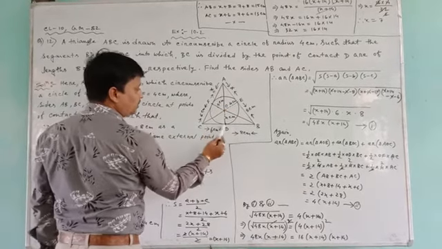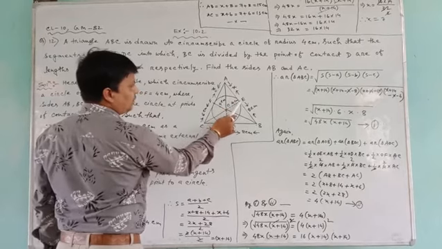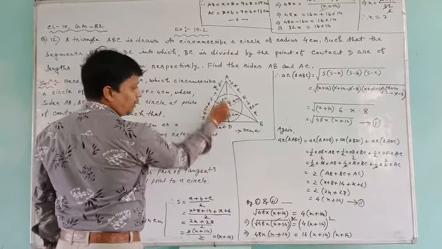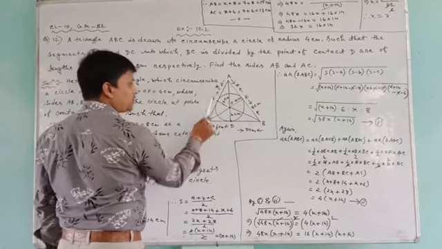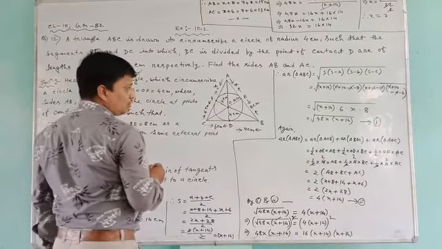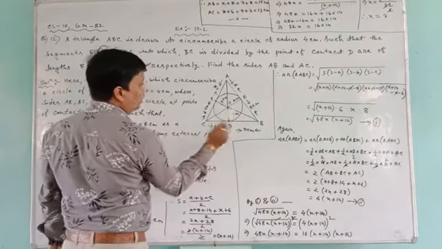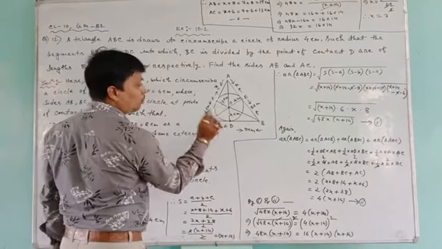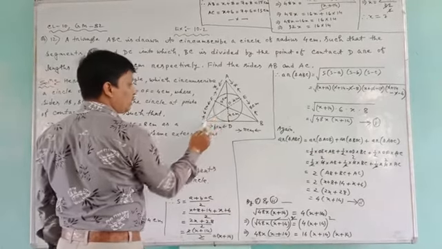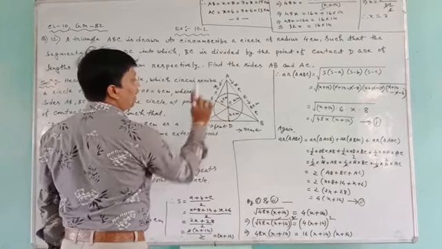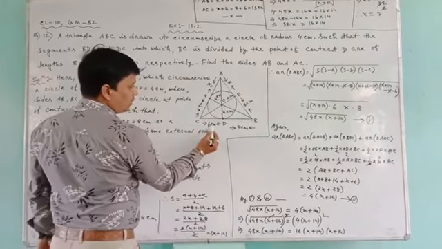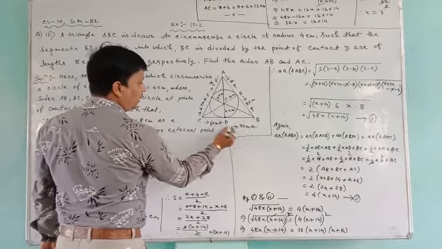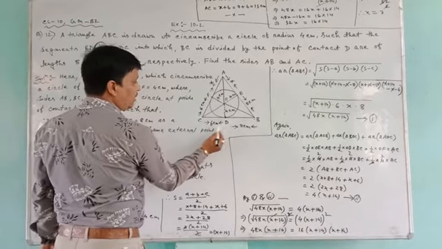That means BC is touching at D, AC is touching at F, AB is touching at E. Okay, and the radius is already given, so that's why there is written 4, 4, 4. And we have joined what? OC, OB, OA. So 6 centimeter and 8 centimeter: BD length is 8 centimeter, CD length is 6 centimeter.